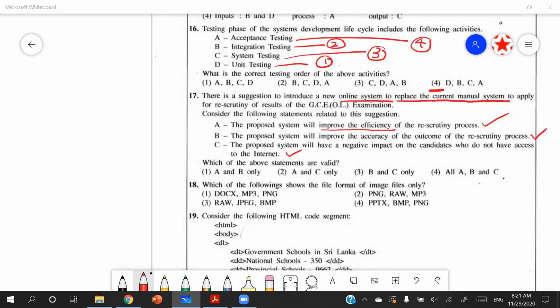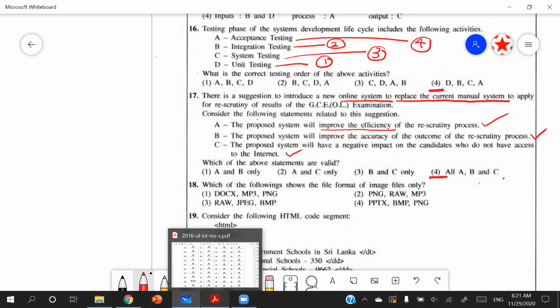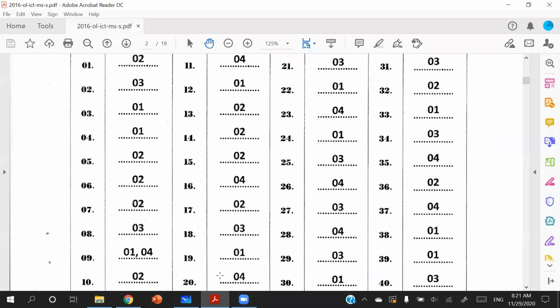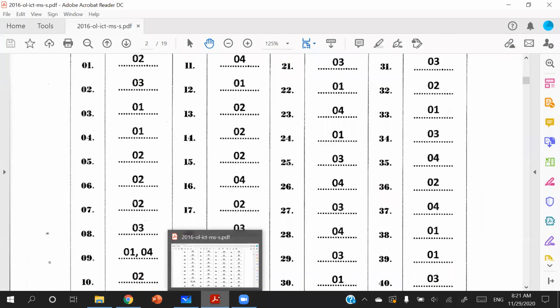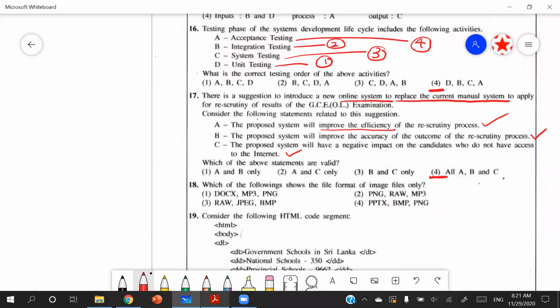So in the 17th, you can take all are correct. That means the fourth one, right? So the 17th question. Oh, they have taken the second as the answer. Second, A and C.